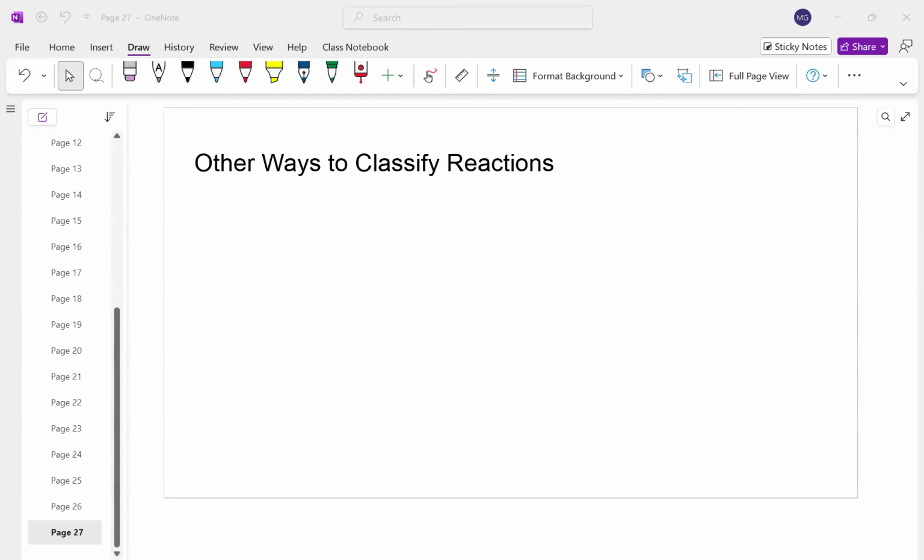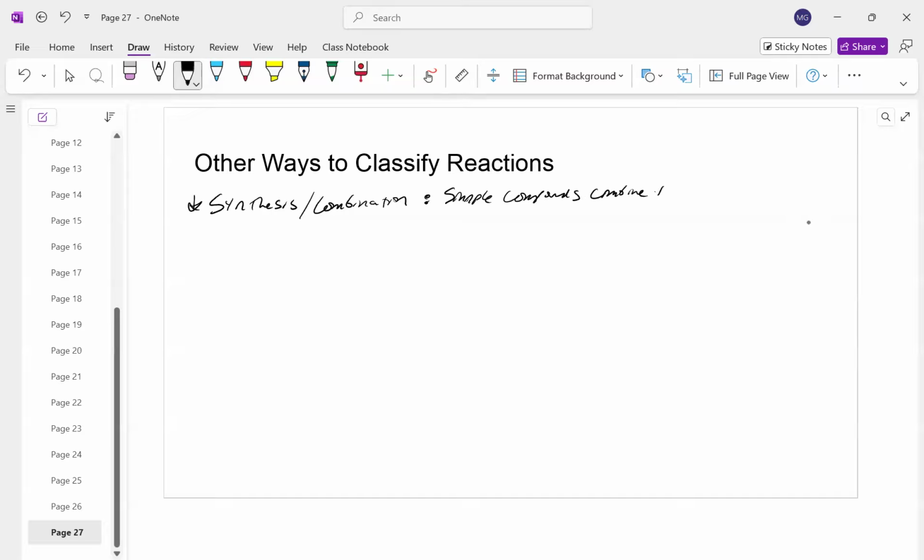Now, the other way that we can classify reactions is to look at what has happened in terms of the combination or decombination or decomposition of the reactants. And so another way we classify them, or first way I should say, is a synthesis reaction, or we call these combination. And in this kind, we take simple compounds and we combine them to make more complex compounds.